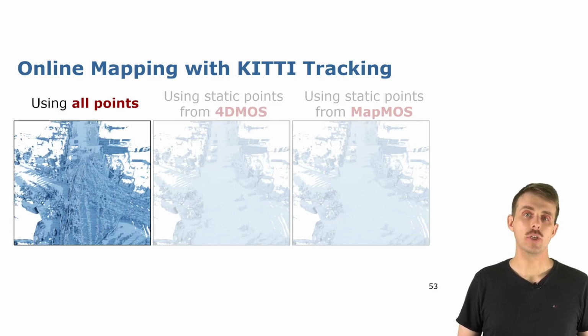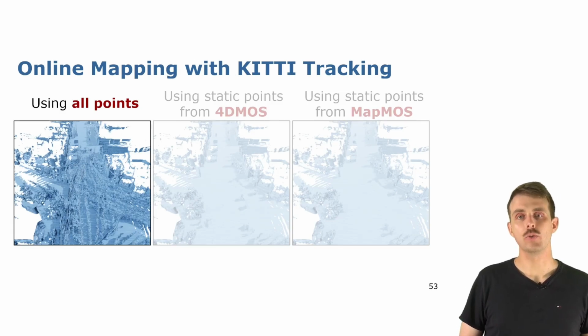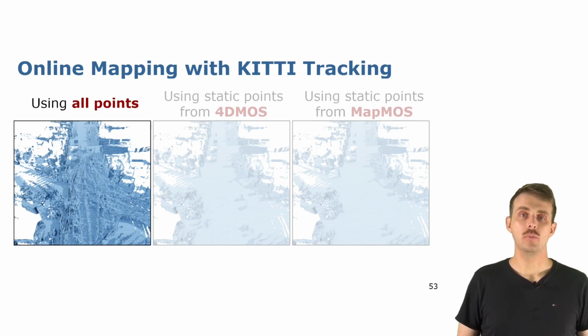We tested our approach in a mapping scenario in which we compare first building a map just integrating all points, so without any filtering. You can see this is a very busy sequence from KITTI tracking in which a lot of pedestrians walk around. So if we build a map from this using all points, we will have all these traces of moving objects in the map.